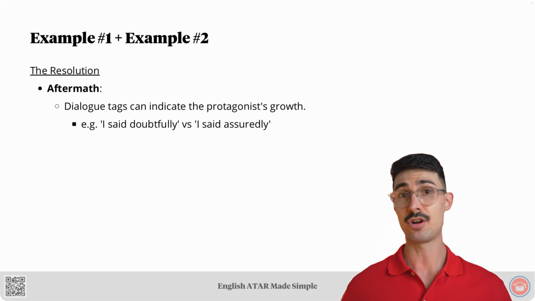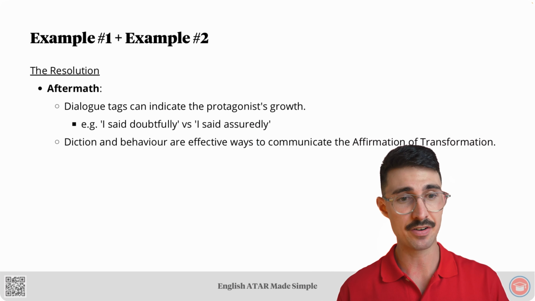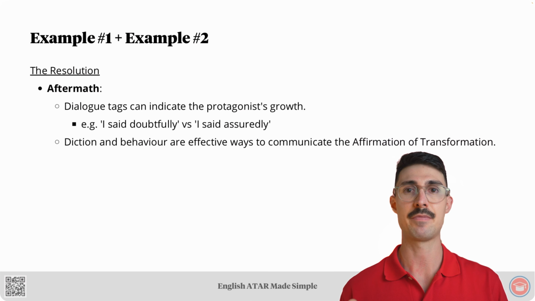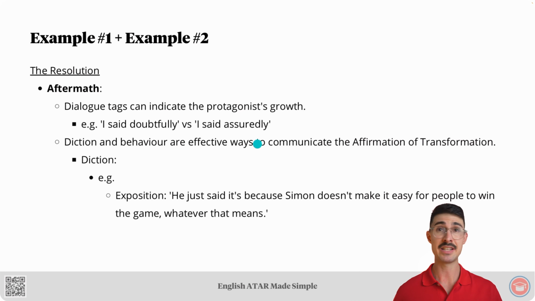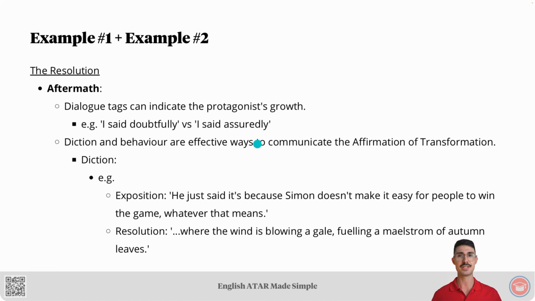Another comment, diction and behavior are effective ways to communicate the affirmation of transformation. Diction is word choice. Example, in the exposition, he just said it's because Simon doesn't make it easy for people to win the game, whatever that means. Versus this in the resolution, where the wind is blowing a gale, viewing a maelstrom of autumn leaves.